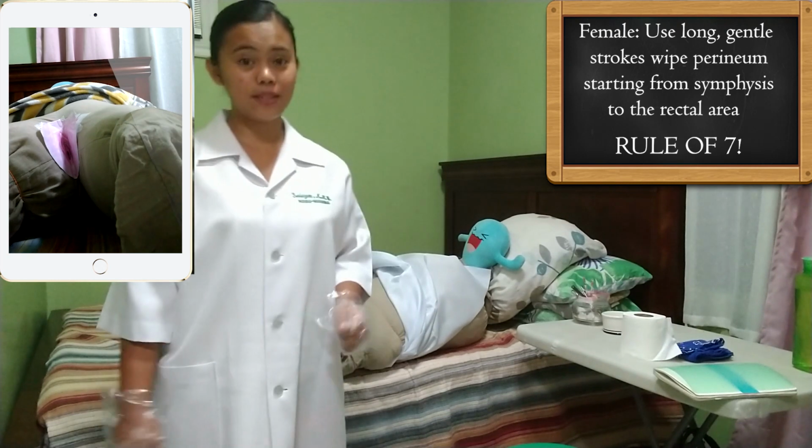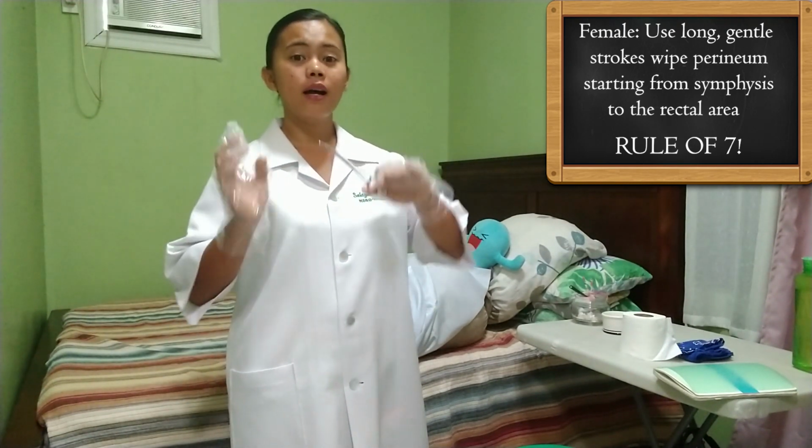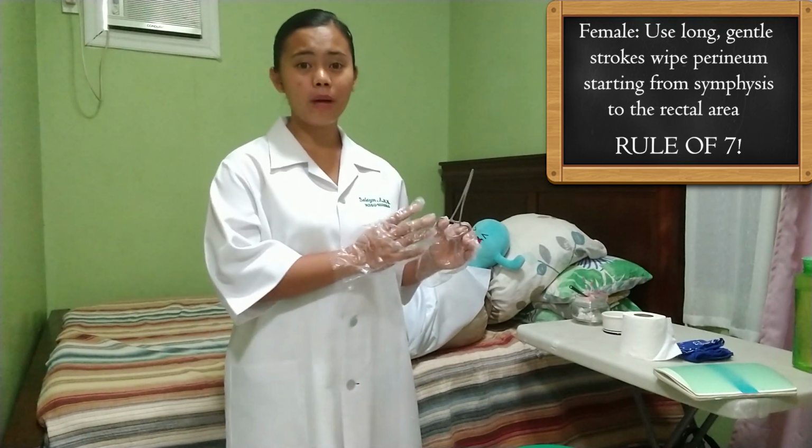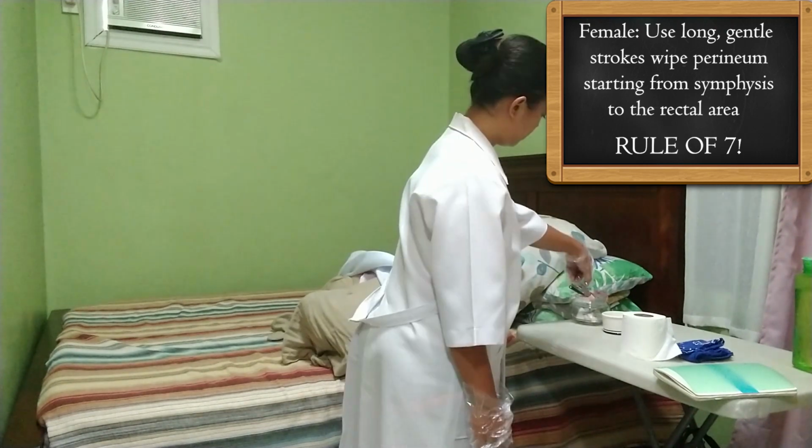So there you have it. That's the rule of 7. So always remember, we have to start from the area that is far away from us and the one that's near us. That's to avoid contamination.